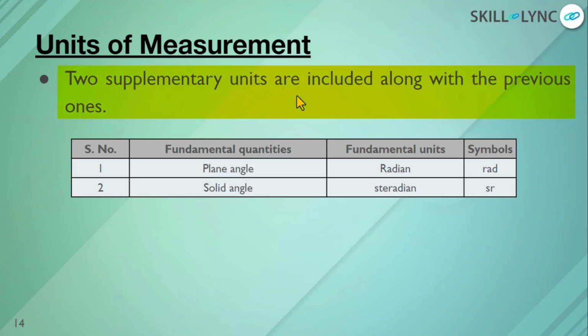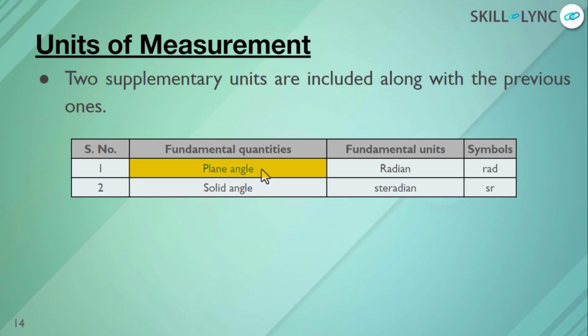There are 2 supplementary units also included in the previous fundamental units. Those are plane angle and solid angle. The fundamental unit of plane angle is radian. The symbol of radian is rad. The fundamental unit of solid angle is steradian and has been represented by the symbol sr.